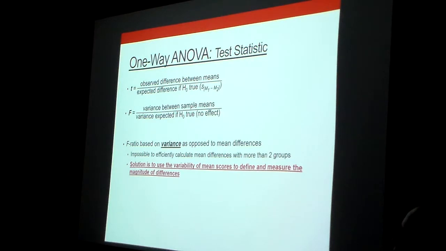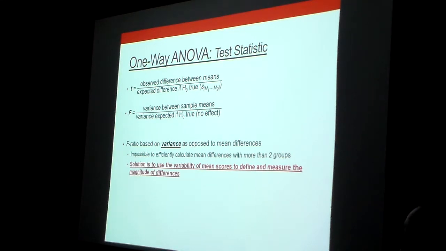F statistic, very similar, okay? Our F statistic that we're calculating, we're going to take the variance between our sample means over the variance expected if the null hypothesis were true. Now, what's different about our F and our T test is that our F test is based on variance as opposed to mean differences, okay? The reason is that it's very difficult to get some easy single summative number to calculate mean differences when we've got more than two groups. We've got multiple mean differences in here, right?